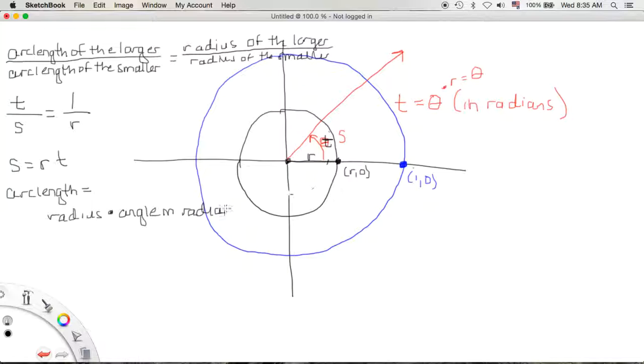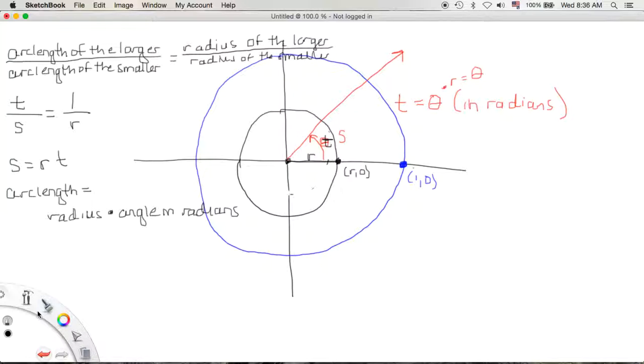Now this is why the radians are unitless. If the radius is in, say, inches, then we're multiplying inches times nothing, and we end up with inches for our arc length. That gives us an arc length in an actual measurement that we can use, instead of just saying it's in degrees, which doesn't really tell us anything.